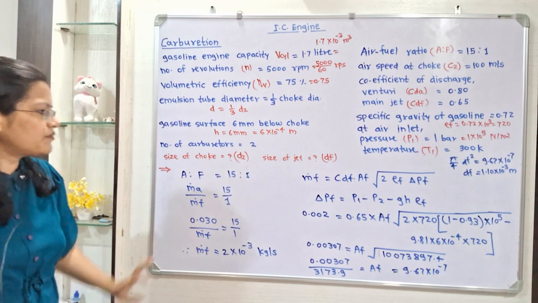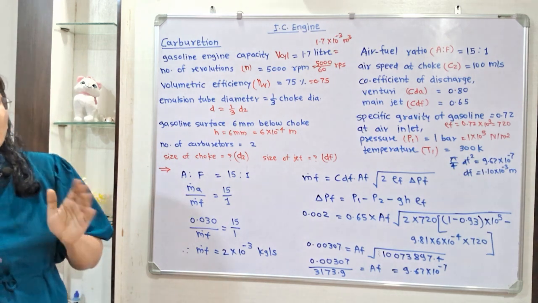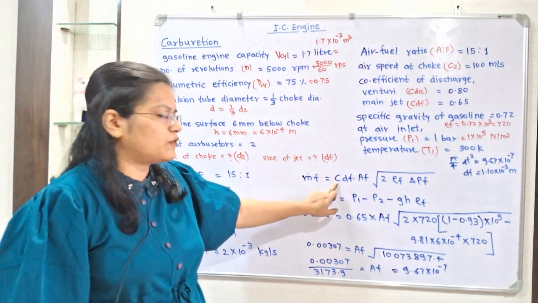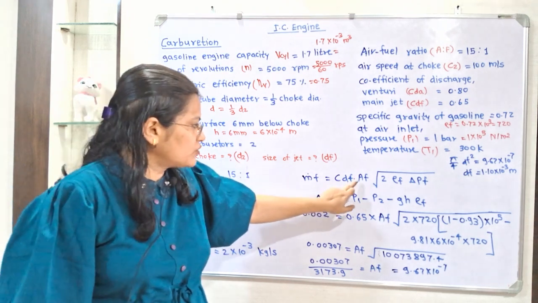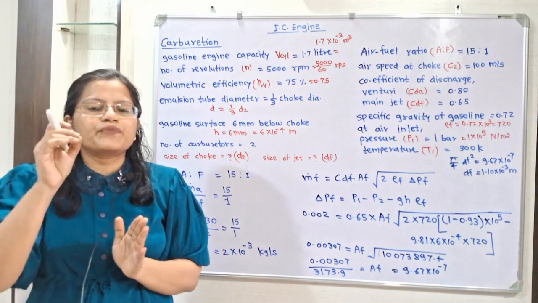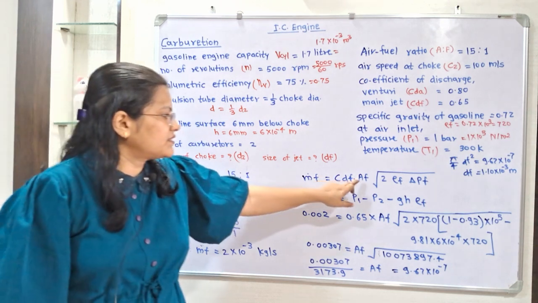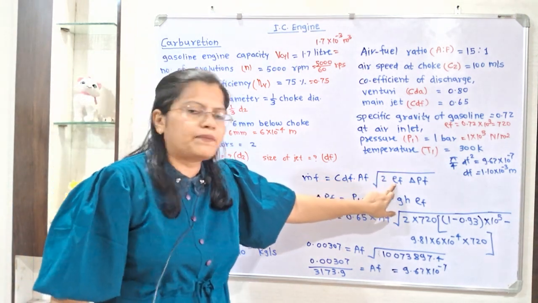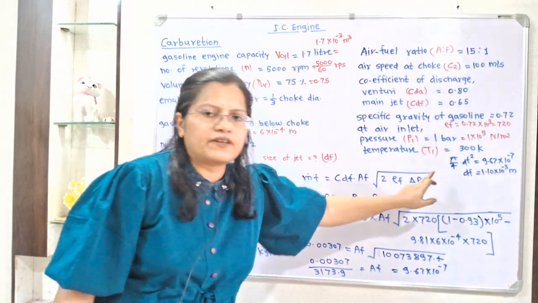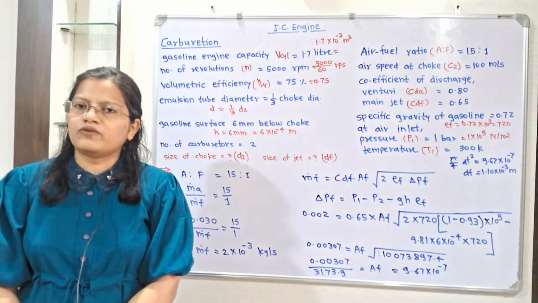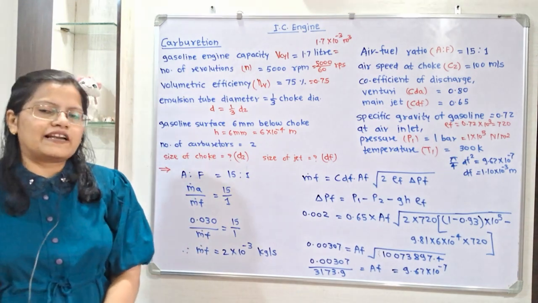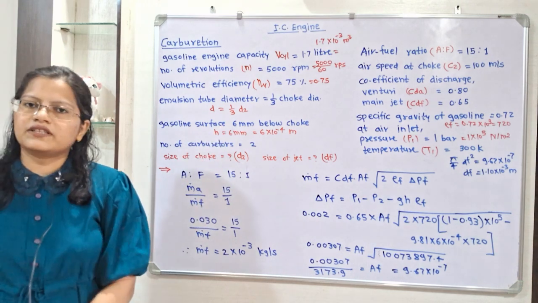Now from this mass flow rate of fuel we have a formula. So this is the formula, mass flow rate of fuel is equal to coefficient of discharge of fuel multiplied by cross sectional area of the fuel metering orifice, that is AF, under root of 2 multiplied by density of fuel multiplied by the pressure difference across the fuel metering orifice, that is delta PF. So how to calculate this delta PF? It is not mentioned in the question.